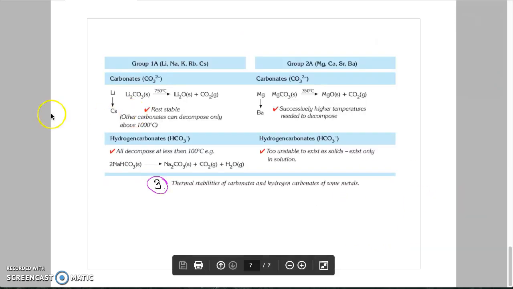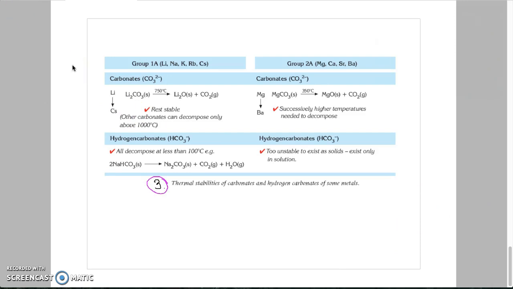Also, we need to know that carbonates of metals are thermally stable. Only at high temperatures do they decompose into metal oxides and carbon dioxide, as shown here in the picture. Elements of the first A group don't undergo the decomposition reaction. Only lithium carbonate is the exception. Here you can see the reaction.